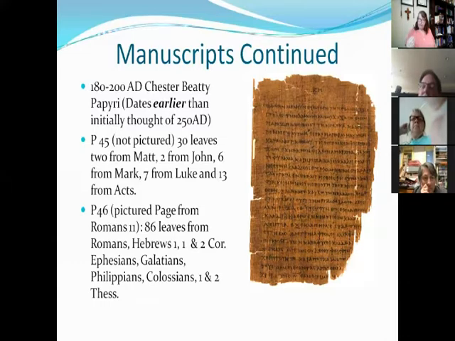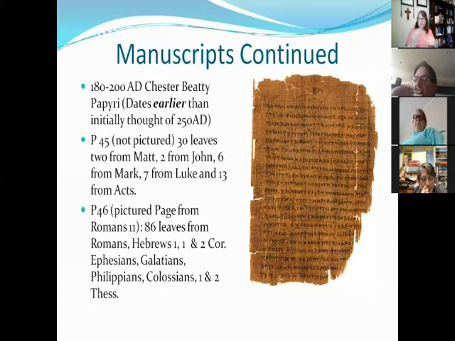These are papyrus, and 2 of them were from Matthew, 2 from the Gospel of John, 6 from Mark, 7 from Luke, and 13 from Acts. So they believe at the Chester Beatty Library that this was a gospel codex where it had the 4 Gospels, and Acts would always be included because they looked at Luke and Acts as volume 1 and volume 2. So it would have been the 5 books together.